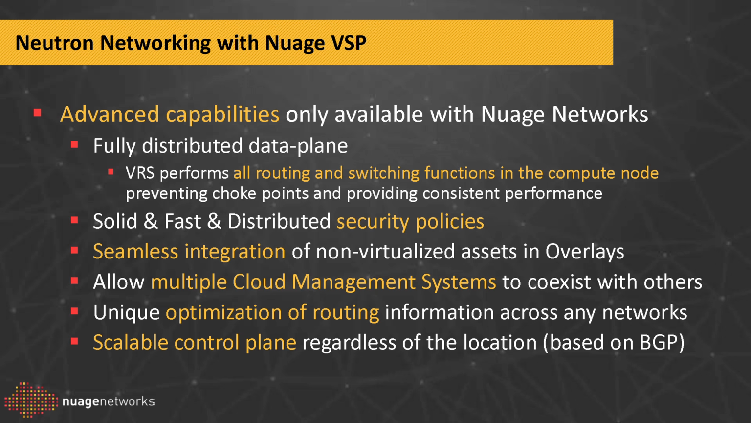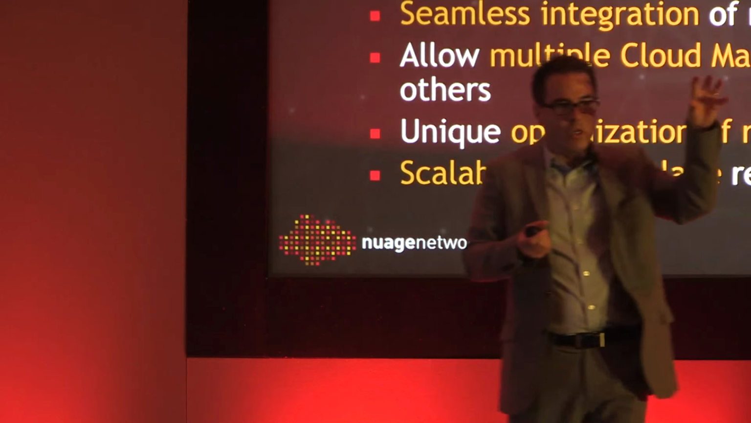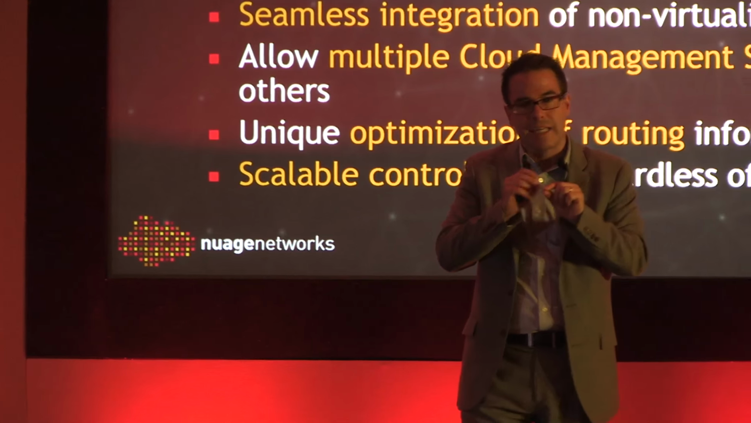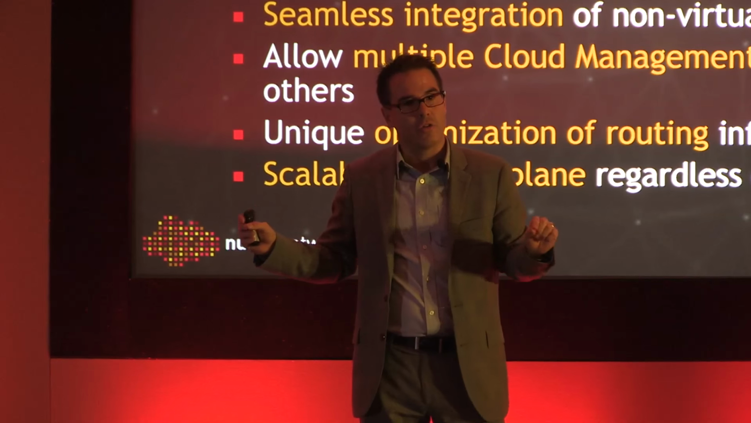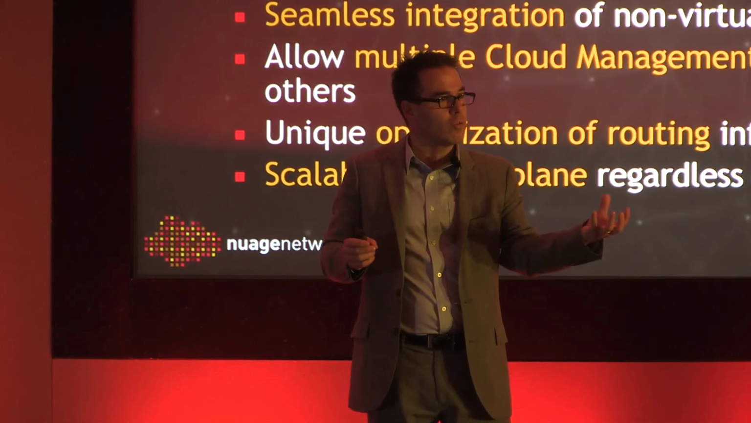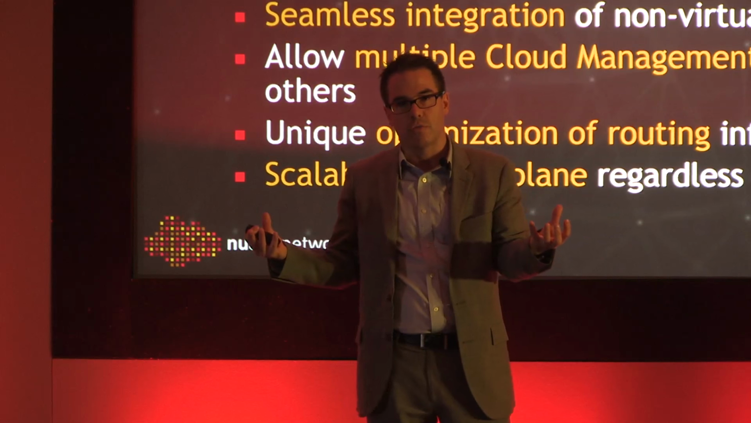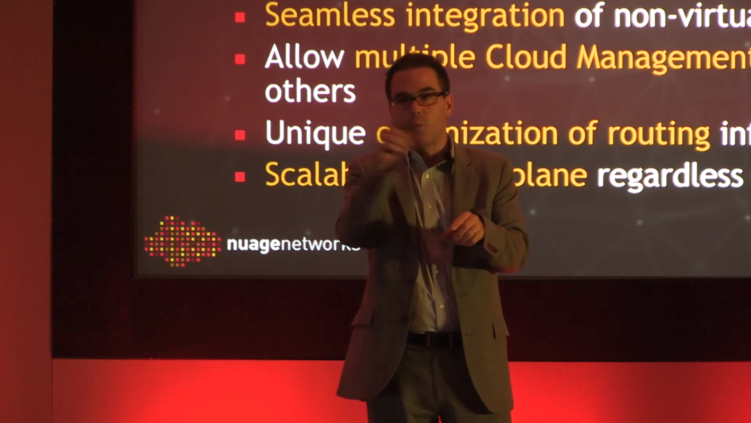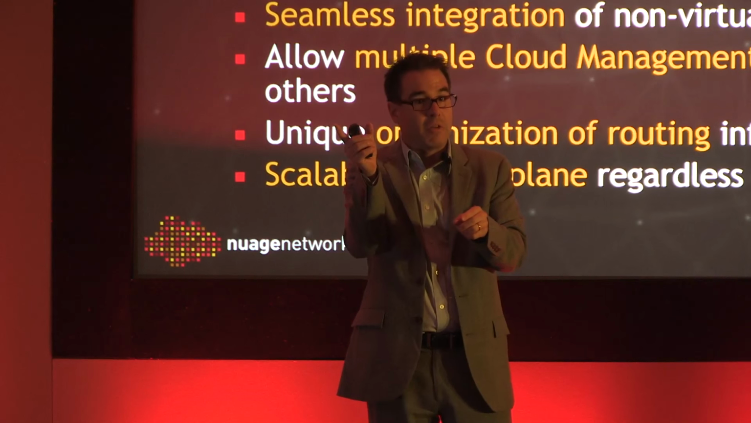For example, the distributed routing. So instead of having a Neutron router that will process all of the routing, we're able to distribute this inside each of the vSwitches, inside all of the servers. So that if one virtual machine needs to be routed to another virtual machine, we can do this directly inside of the server and not waste any bandwidth on the network.